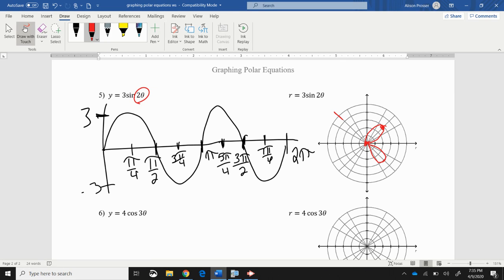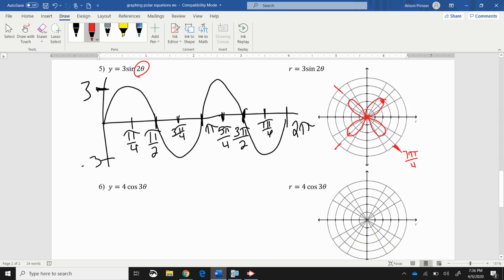So this graph actually comes over here and then goes back to here at pi. And then at 5 pi over 4, which is this line, it is out to 3 again. And then 7 pi over 4, which is this line right here, it's at negative 3. 1, 2, 3. And it would be over here. So that's how you get your 4 leaves on that one.